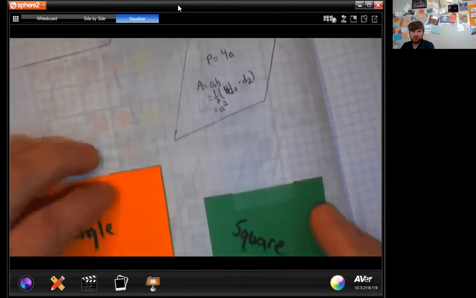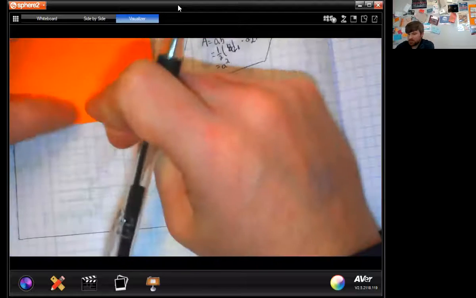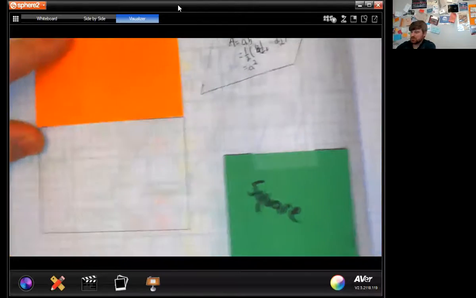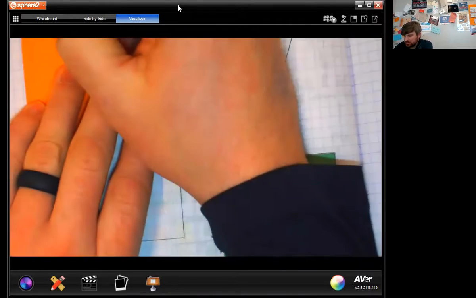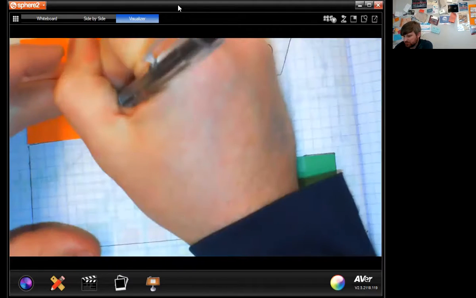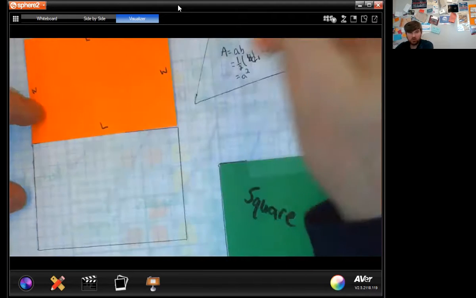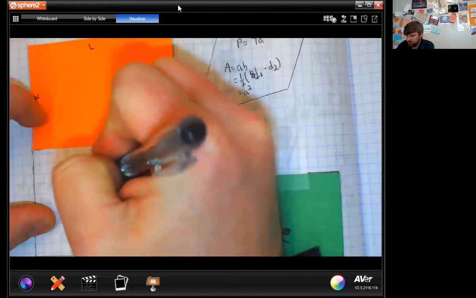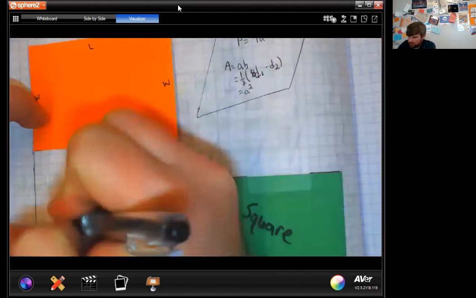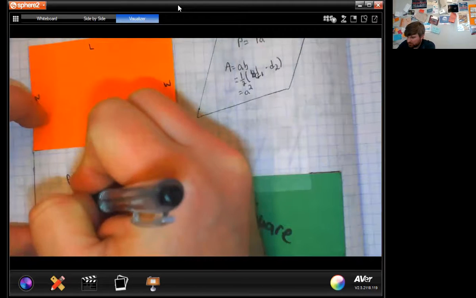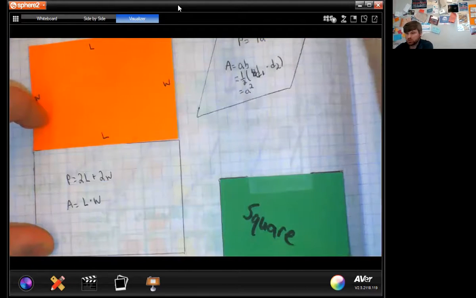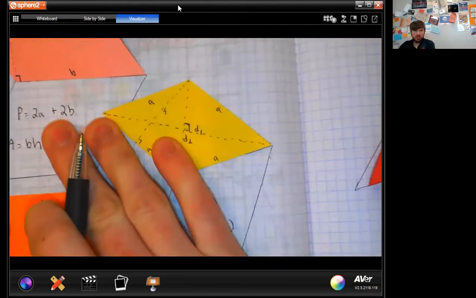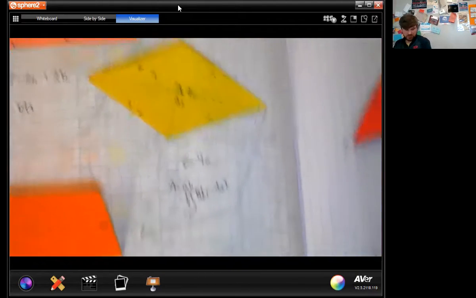Okay, then we have a rectangle here. Okay, and again, we have opposite sides that are the same. So we label these usually L and W for length and width. So again, you do have 90-degree angles here. So with the perimeter, you have 2L plus 2W. And for the area, you have L times W, which are the same formula as up here. Okay, we just put some different letters on it.